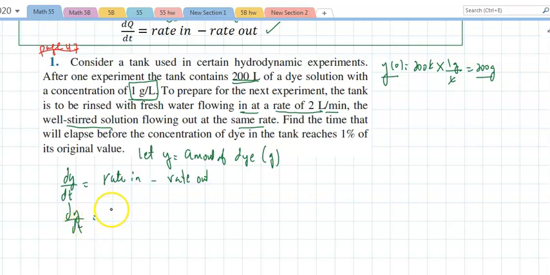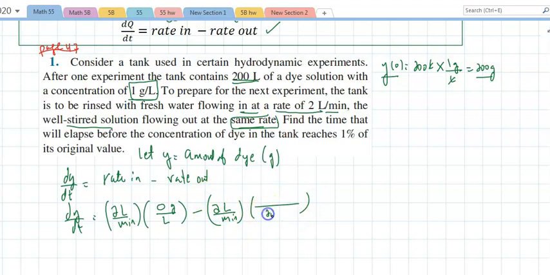The rate in, we're letting in 2 liters every 1 minute. And the concentration that's going in is water, it has 0 grams per liter of that substance, minus the rate out. The rate out is also 2 liters per minute. The concentration, well, we have 200 liters in the tank. Since you're putting in 2 and taking out 2, the amount of liquid is not changing. However, the concentration is how much is present divided by 200. That will be the concentration at every given time.